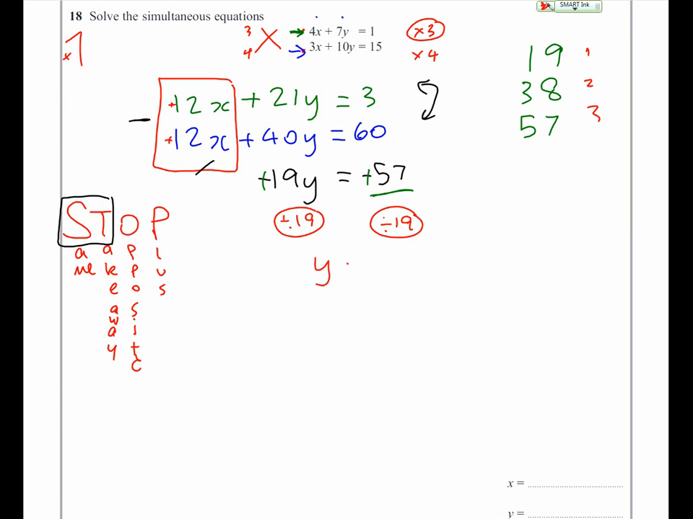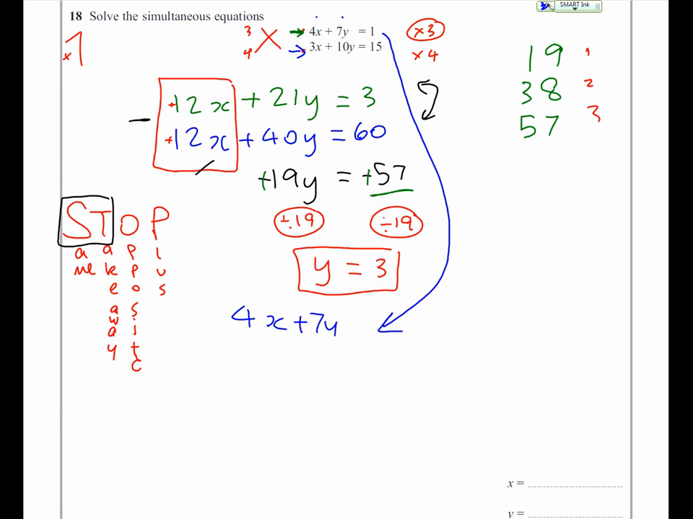So y is 3. We've got our y value. We need our x value now. Go back to your original equations. Pick an easy one. I think that one's easy: 4x plus 7y equals 1. It's got lower numbers in.